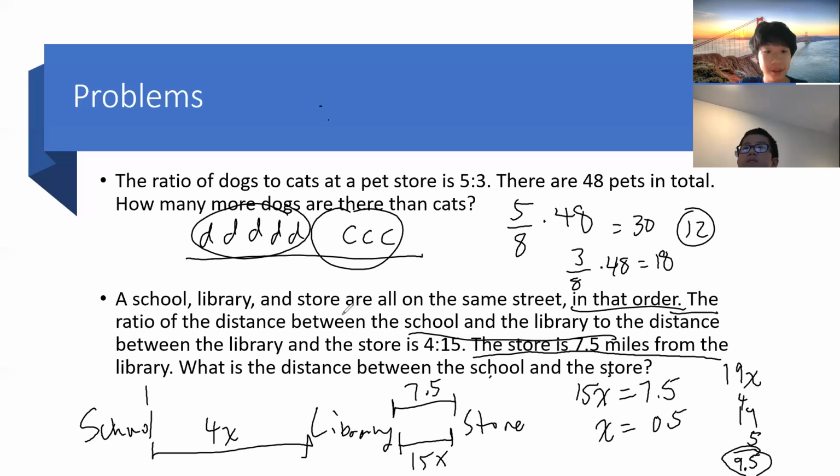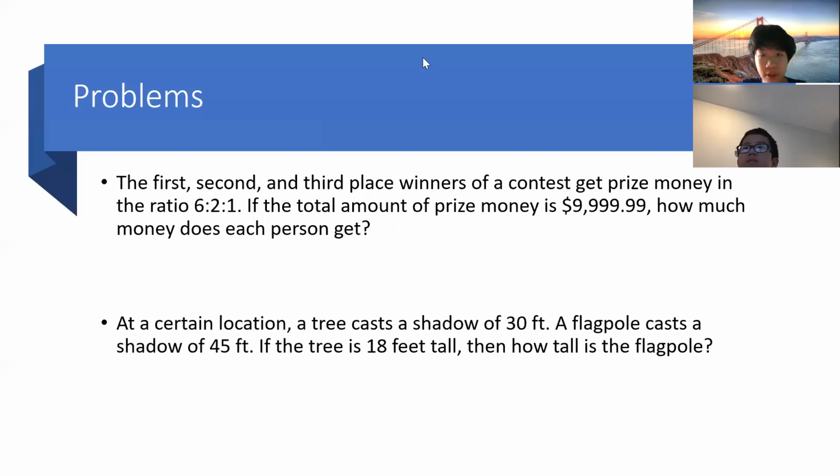Some people said 4, they said 2, because they wanted to find this value. But the question was asking for the whole distance from the school to the store. So this is why you need to draw a diagram, so you don't get confused. Okay, 2 more problems right here. I'll give you another 3 minutes and then chat your answer when you get it. Remember to chat it privately.